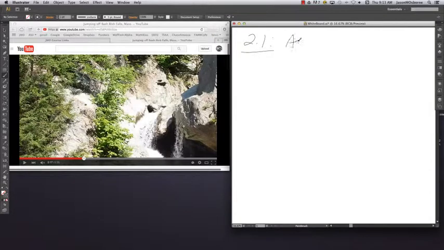2.1, which is about average and instantaneous velocity. Okay, I'm going to introduce some more concepts like I did the other day in class.